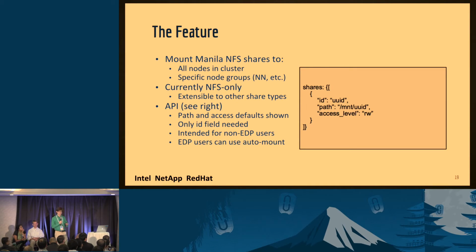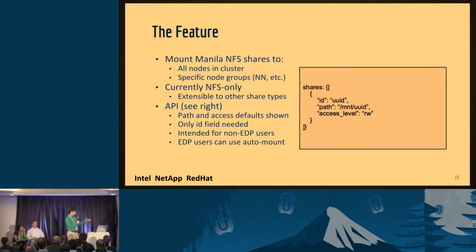Right now, anything that expresses an NFS interface we can mount, and we'll be hopefully adding additional driver support in the future. But you can mount those shares to every node in a cluster, or you can specify node group types. So if you only want shares mounted to your name nodes, your data nodes, your masters, your slaves, etc., you can do that as well and have that level of specificity.